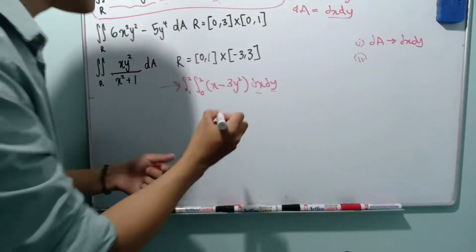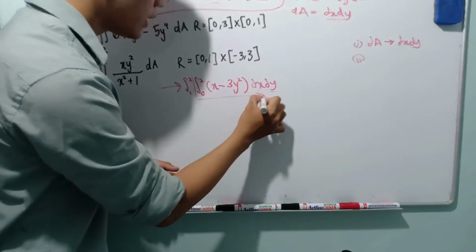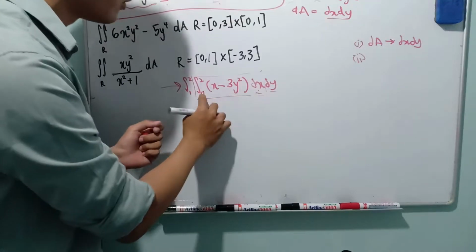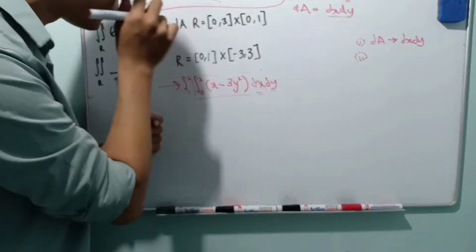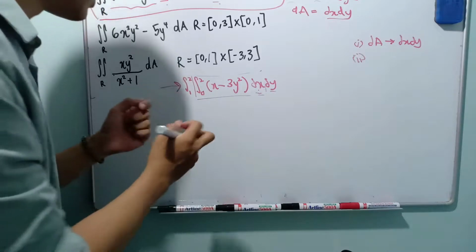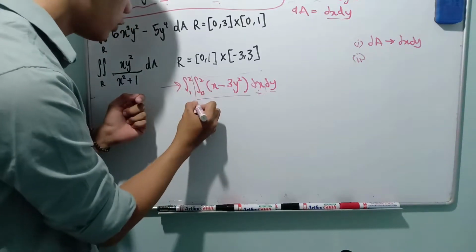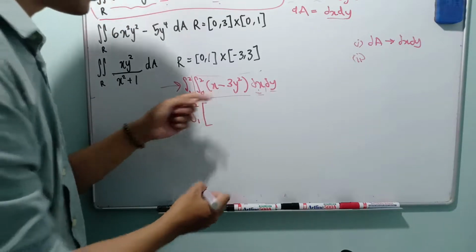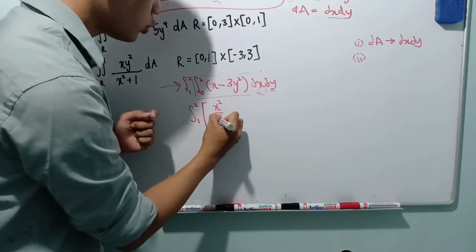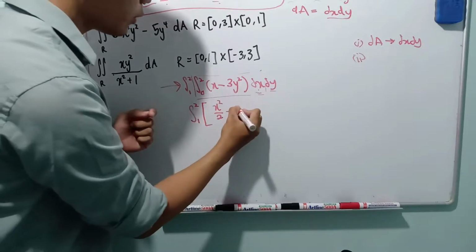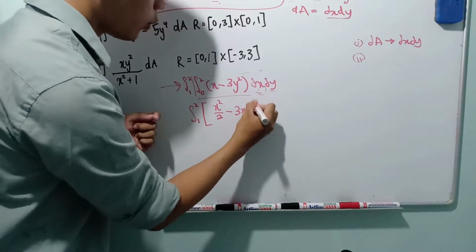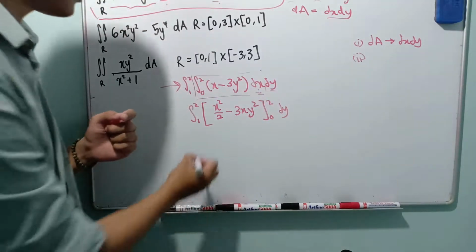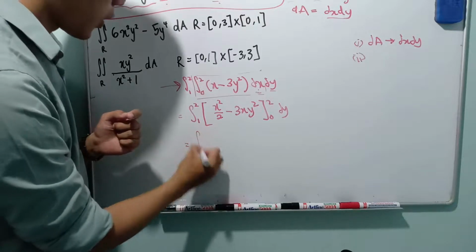After that, I do the first integration with respect to x. So you integrate with respect to x, and your y is going to be a constant. Here I have the limits 1 and 2. Integrating x, I get x squared over 2, and integrating the other term, I get 3x y squared, with limits 0 to 2, dy. And then you just substitute.